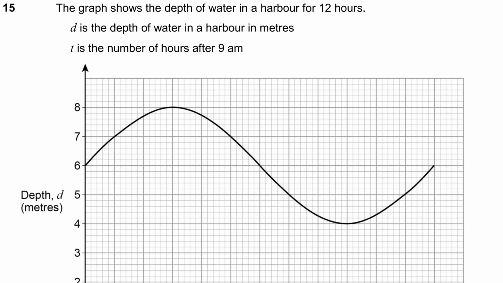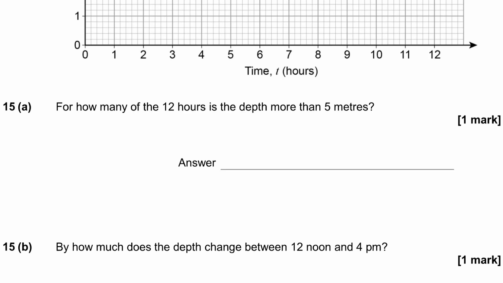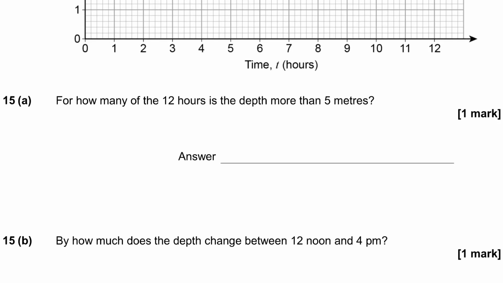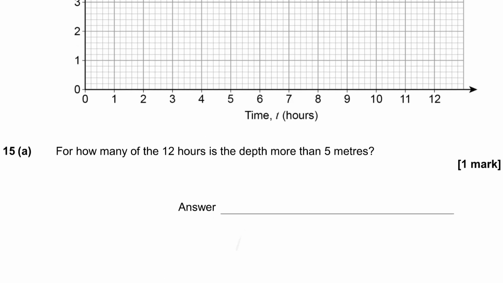Okay, question 15. The graph shows the depth of water in a harbour for 12 hours. D is the depth of the water in the harbour in meters, and T is the number of hours after 9 AM. So you can see that the depth of the water is going up and down over time. I imagine that's got something to do with the tides. There's kind of a bit of a sine curve going on there, isn't there? It's certainly of that shape. So, for how many of the 12 hours is the depth more than 5 meters?